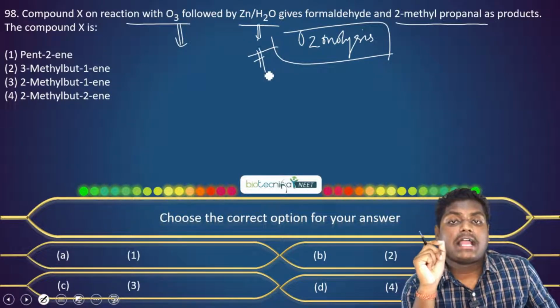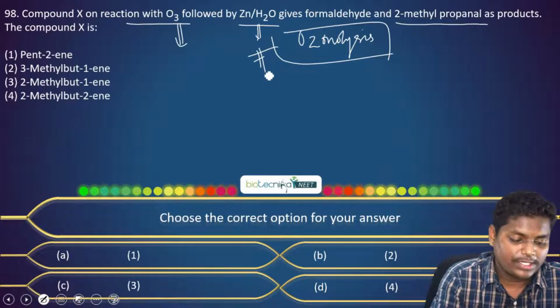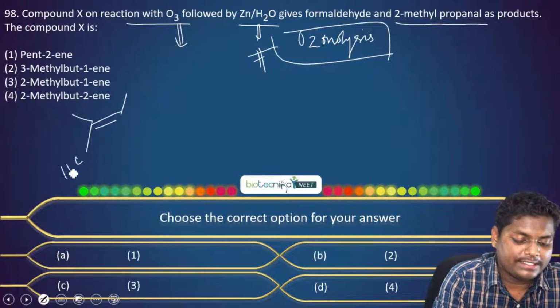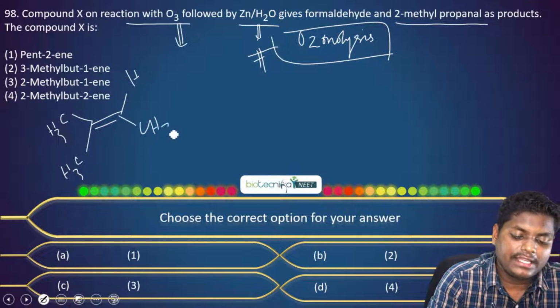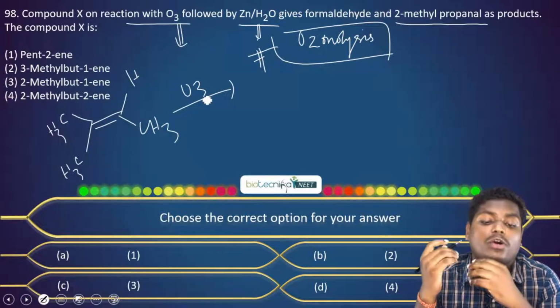So I'll just take an example before we move to this question so that it is more clear how we can easily solve this question. So if we have an alkene like this, where it is CH3, H, and this is CH3, and O3 is added to it. O3 will react first to form an ozonoid.